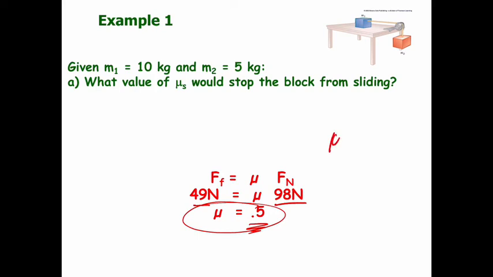So mu, and we should put a little s on there if we want to be very specific, equals 0.5, and that is the answer to problem number A. If you need to back it up and look at it again, it's a really straightforward problem once you see it worked out. Take a look at that again and then move on to part B.